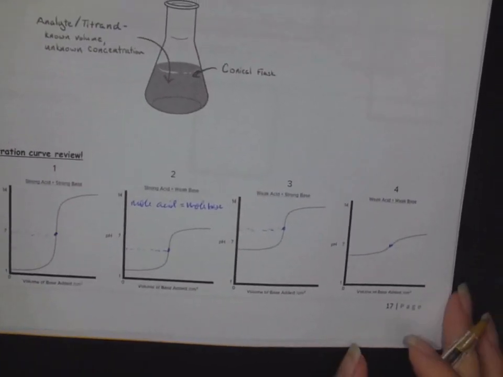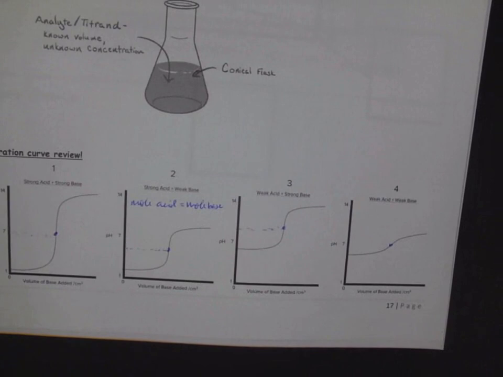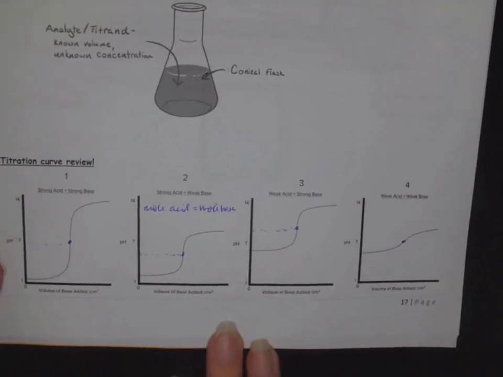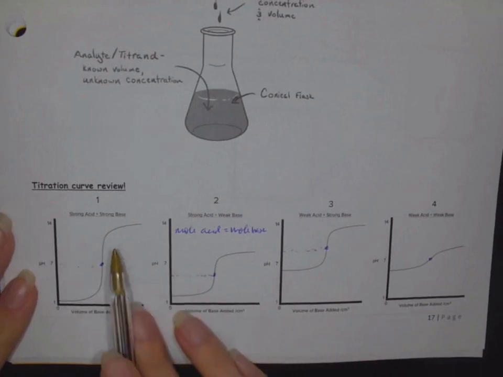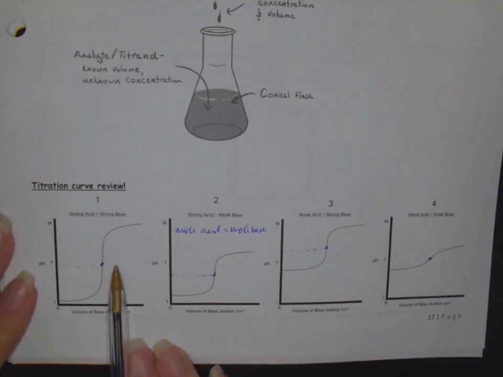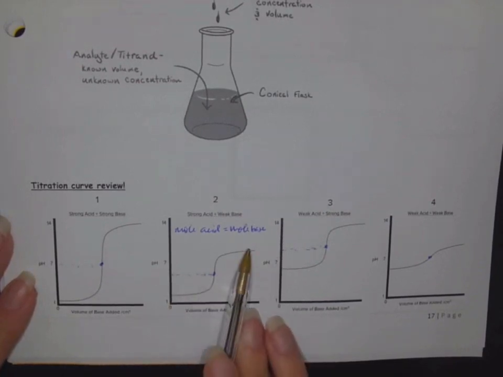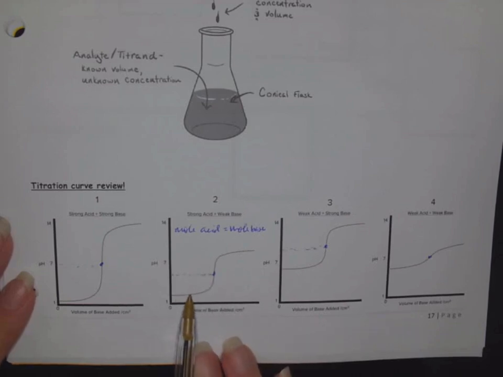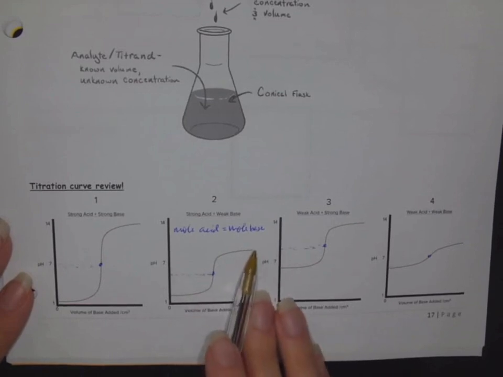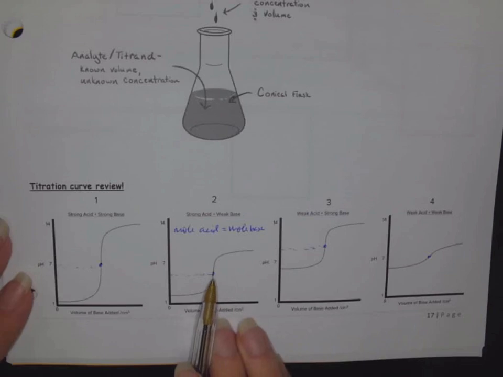The best titrations are when we pick an indicator that changes colors at the equivalence point. So if it's a strong acid and a strong base, I want to pick an indicator that changes color at a pH of 7. But if I'm titrating a strong acid with a weak base, then I want to pick an indicator that changes colors at a lower pH.